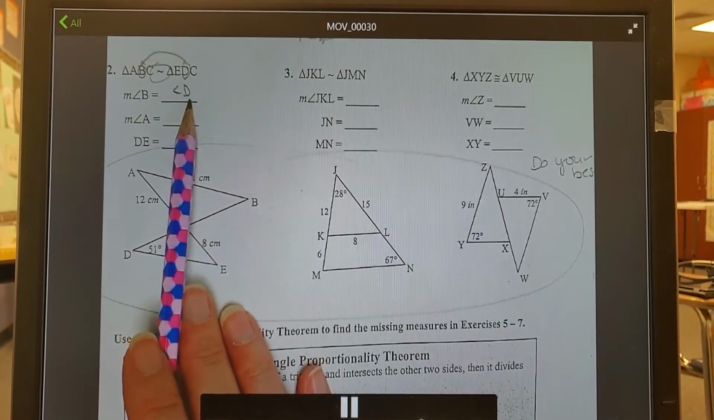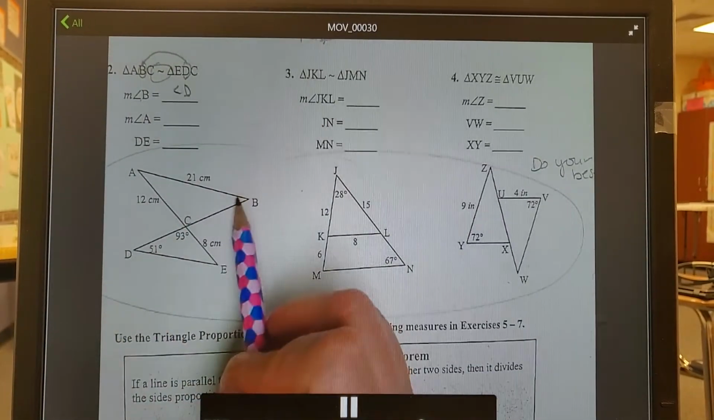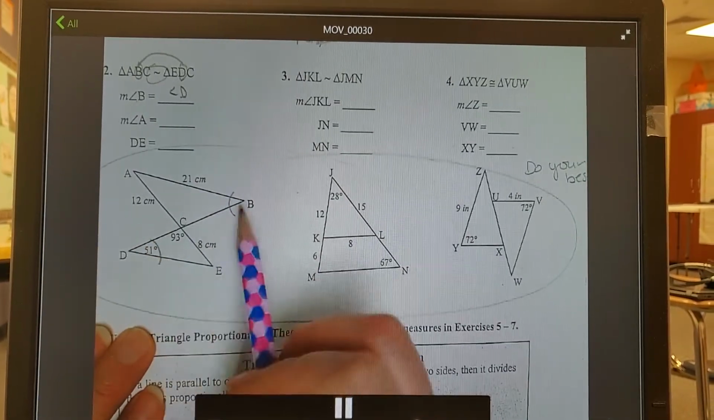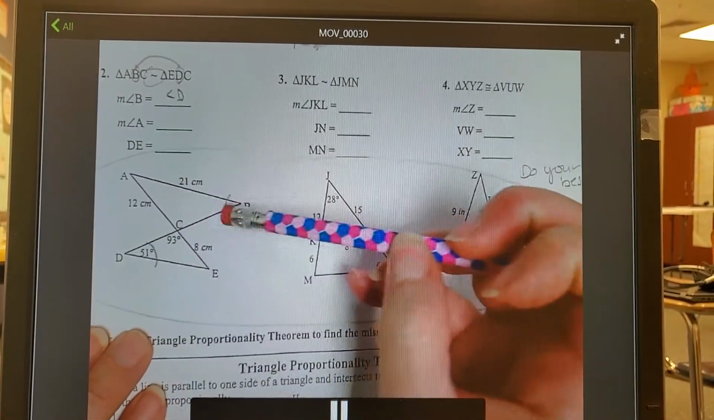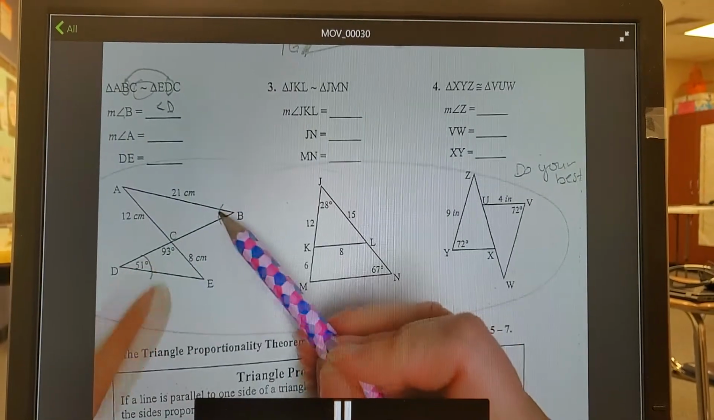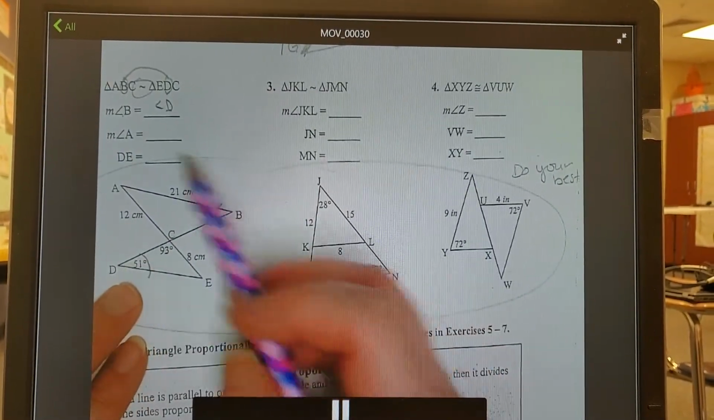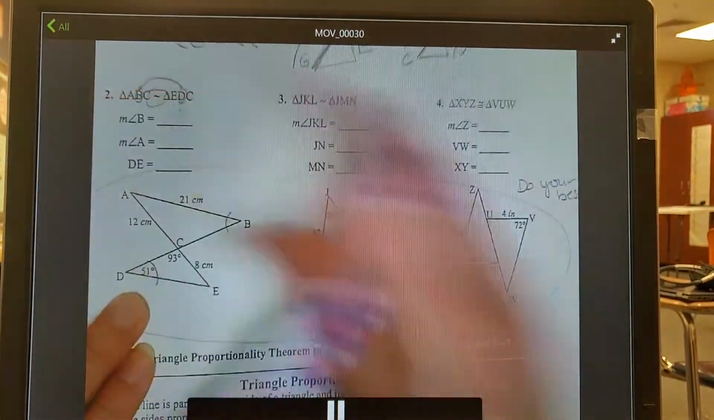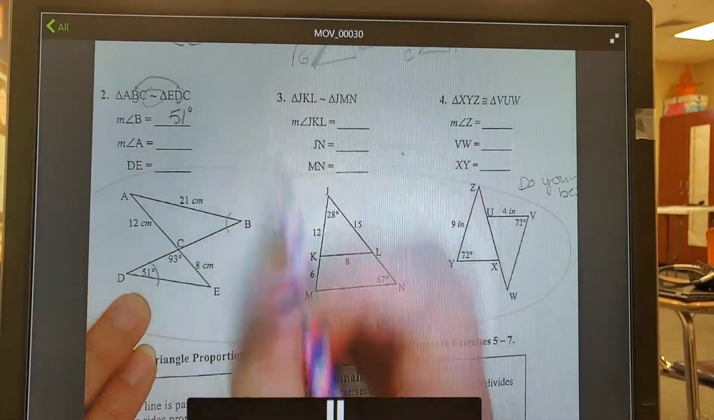Okay, back to angle D. Down here, angle D and angle B. You probably kind of notice those look like alternate angles. So whatever angle B is, angle D is. So angle B must be 51 degrees.